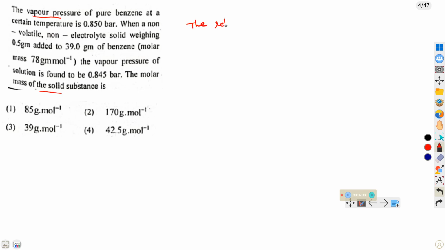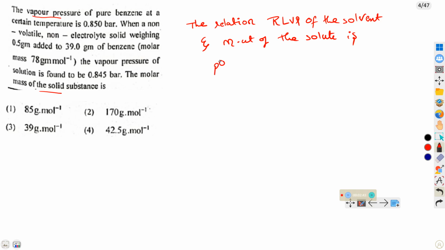The relation between the relative lowering of vapor pressure (RLVP) of the solvent and the molecular weight of the solute is: P naught minus P by P naught is equals to W2 M1 by M2 W1.